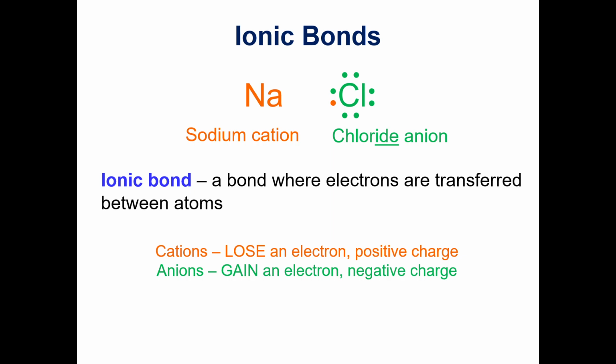So the names for these: cations are the ions that lose an electron. So if they lose electrons, they have a positive charge. Anions are the ones that gain an electron, so they become negative. If you like little mnemonics and word associations to help you remember things, you can think about anions has this extra N here. It's a negatively charged particle. So anions gain an electron and are negatively charged.